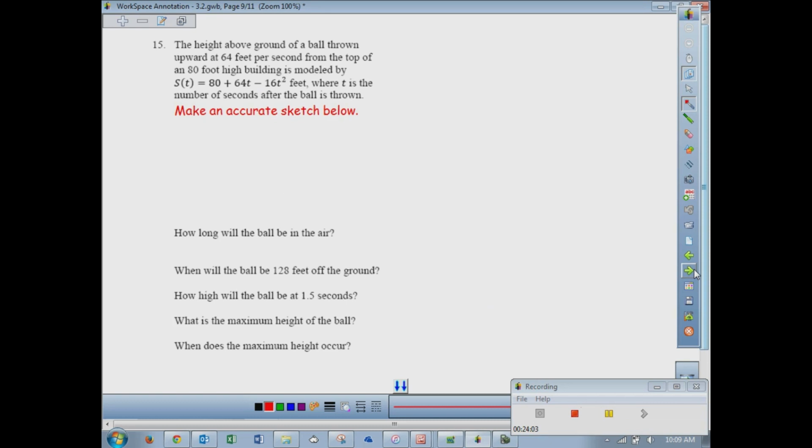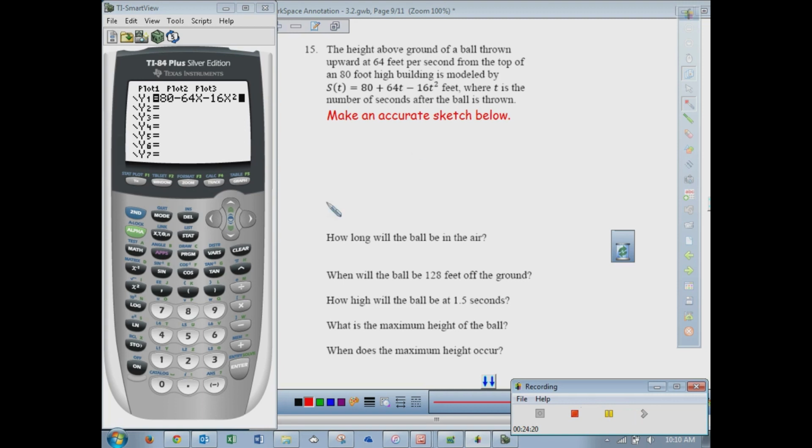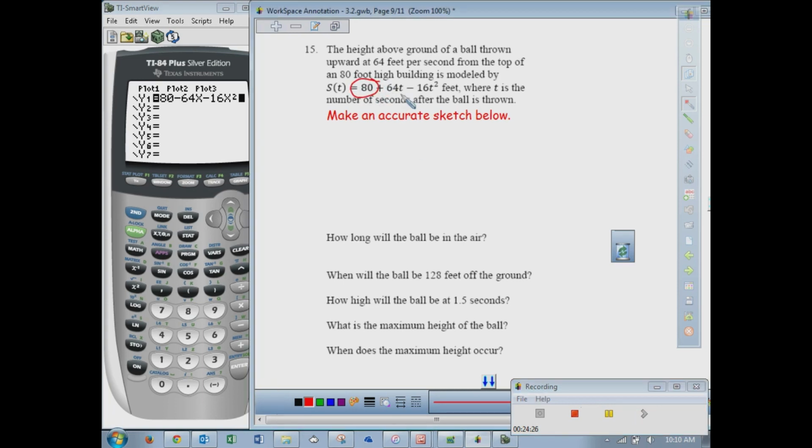Let's make a sketch of this graph right here. So the height above ground of a ball thrown up, 64 feet per second, gives us this formula. Let's put him in our graphing calculator and make a nice, neat sketch of him. So we get him in our graphing calculator. Let me tell you some basics. This is your y-intercept right here. 80 is your y-intercept. This parabola is going to open down, but it's a ball thrown. So since my y-intercept is 80, that's how high the ball is when it starts. And it's like, where's it going to be when it finishes?